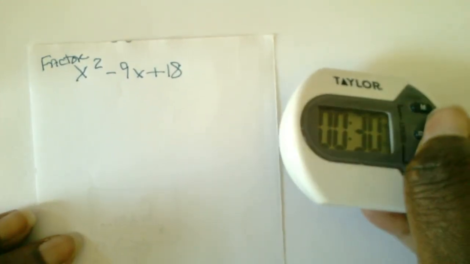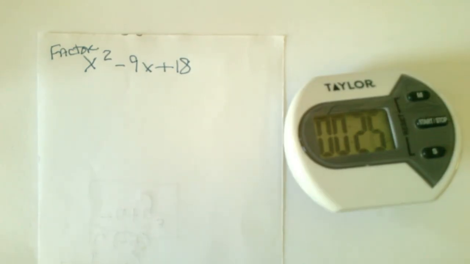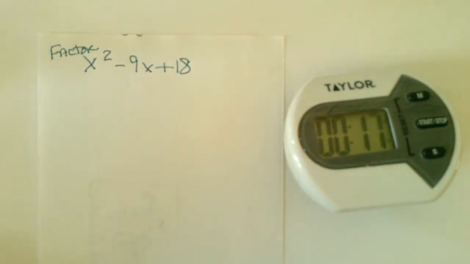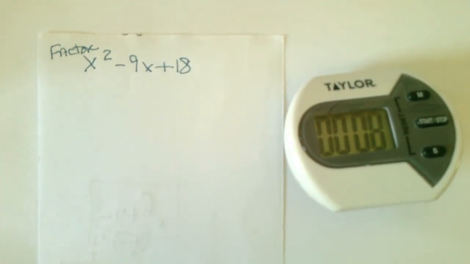Factor it. x squared minus 9x plus 18. Factor it. Do it to the best of your ability. If you're not sure, put a question mark when the time expires.